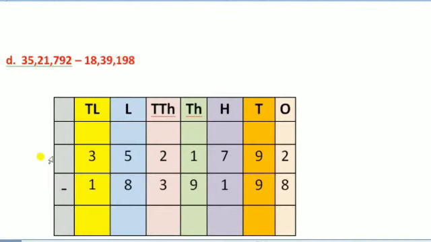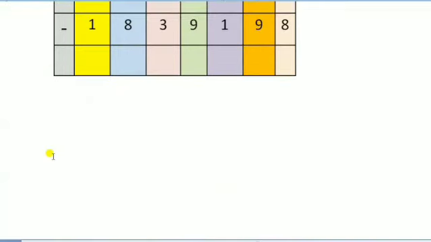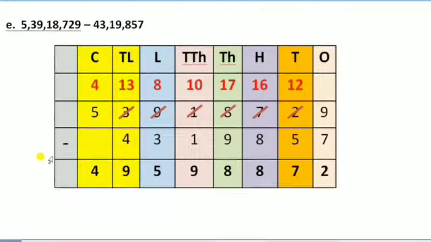This sum, try to solve it yourself as we have discussed earlier. Now come to the next sum. Process is same, only the size of the number is increased. Remaining process is same. Now the sum is from 5 crore 39 lakh 18,729.